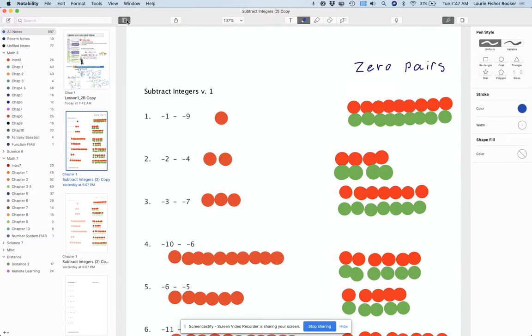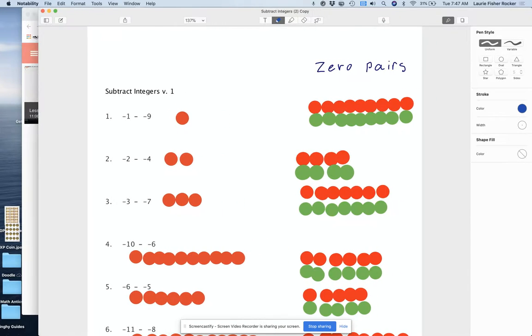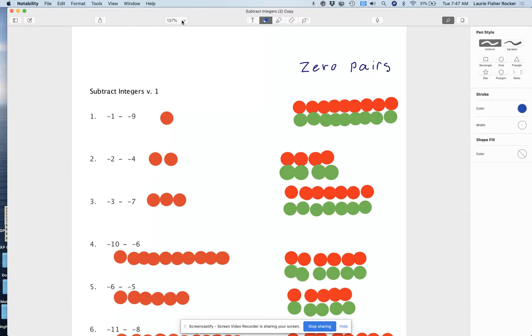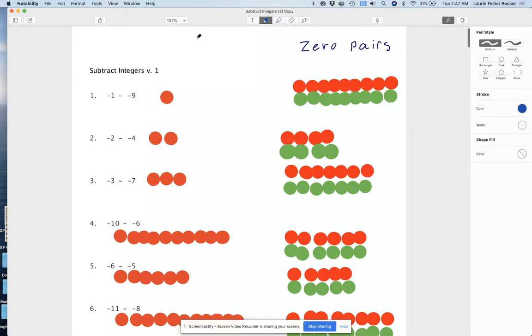Hello, today we're going to be working with subtracting integers, extending what we learned yesterday. I wanted to pre-teach this a little bit, and then we'll go over this again in case you don't make the connections that I'm looking for. We're going to change a little bit of the procedure.